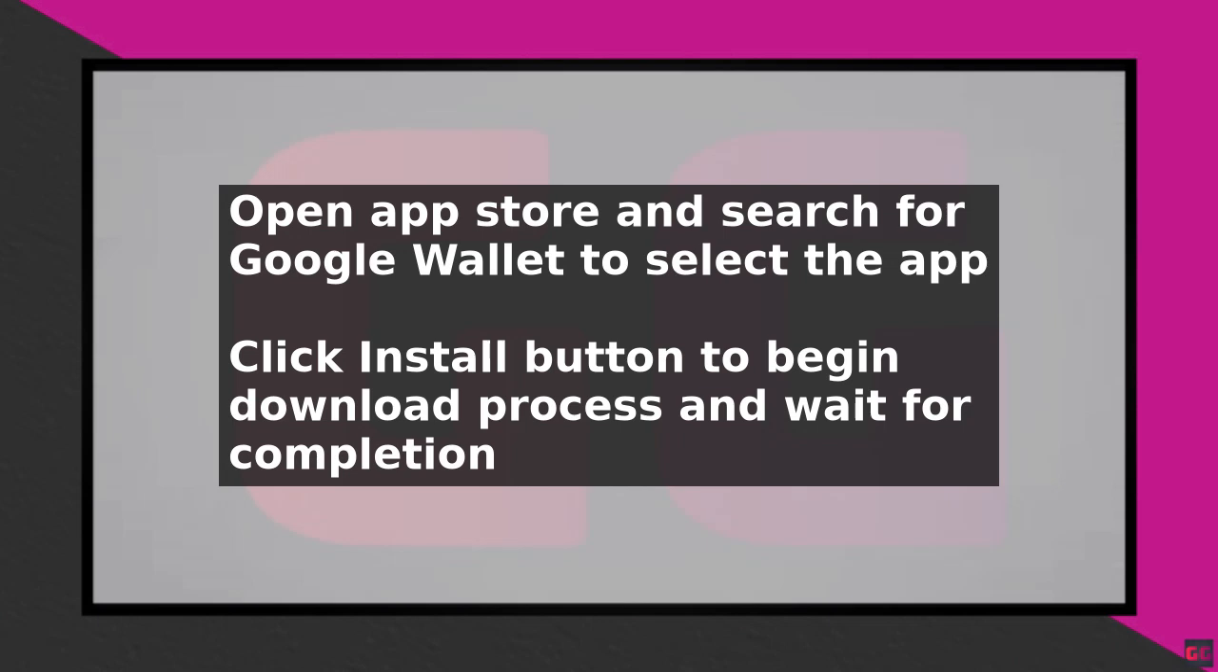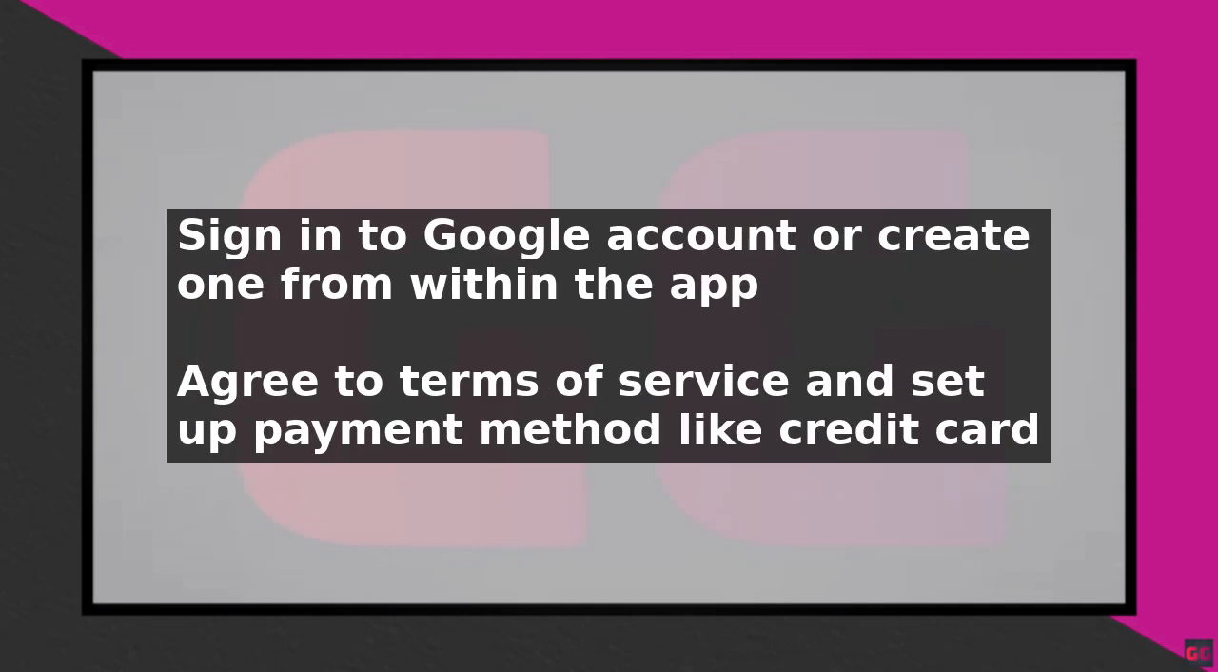You will be prompted to sign in to your Google account. If you do not have a Google account, you can create one from within the app. Follow the on-screen instructions to sign in or create your account. After signing in, you will be asked to agree to the terms of service and set up a payment method. You can add a credit or debit card, or use an existing payment method from your Google account.